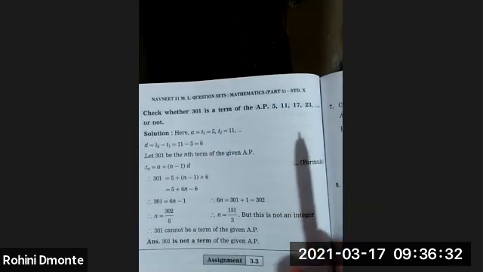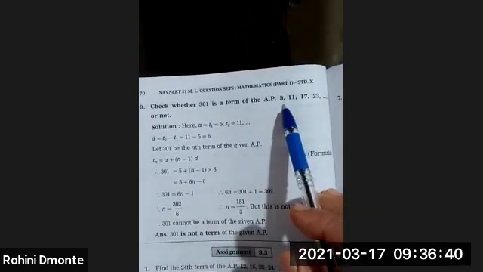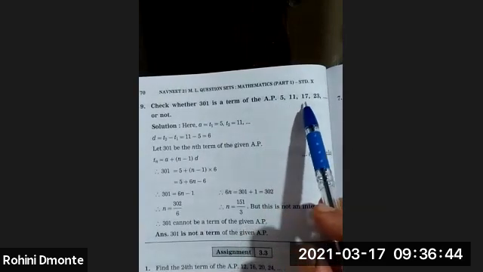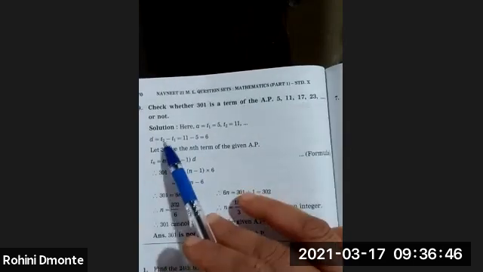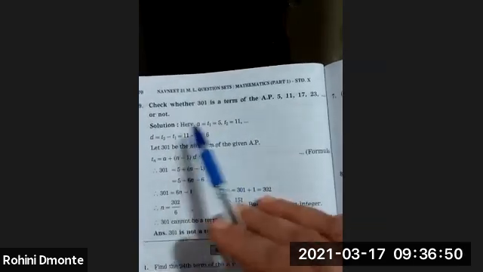For that, what do you have to do? First of all, you have to write. See, since it is given, it is an AP. So you have to write A is equal to 5. That is, T1 is 5, T2 is 11, T3 is 17, like that. Then find out the common difference.